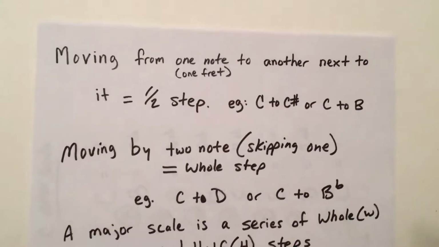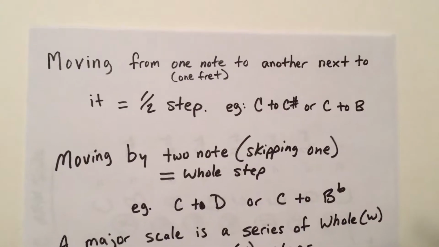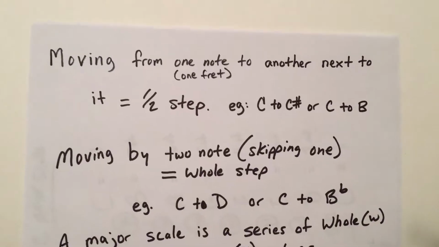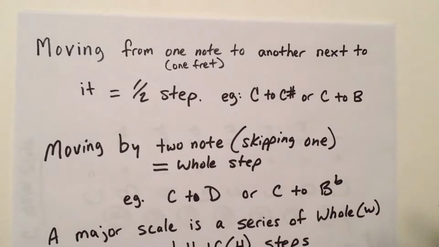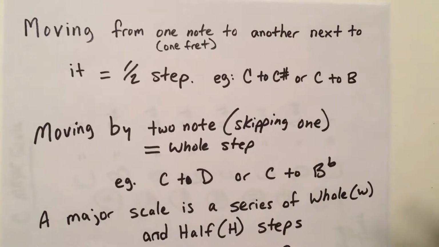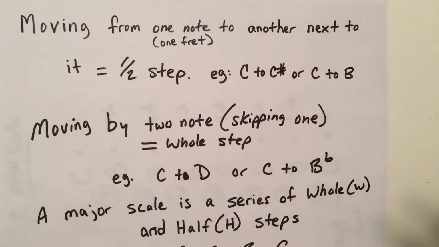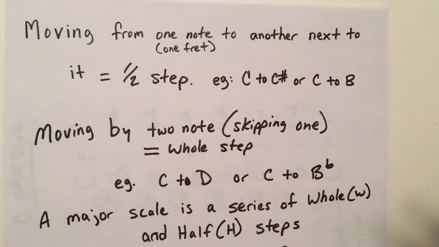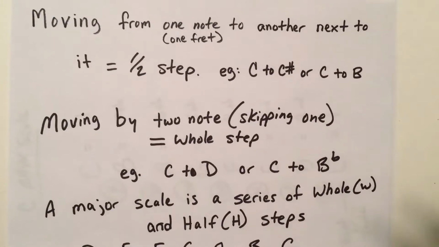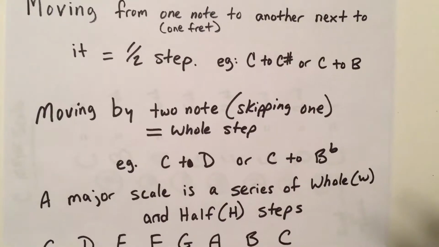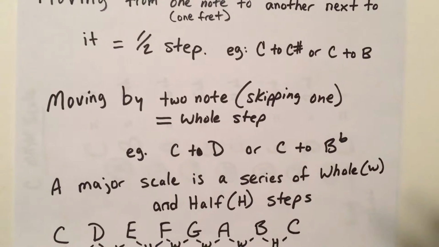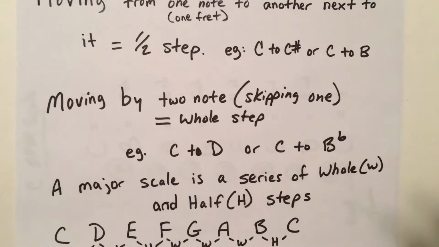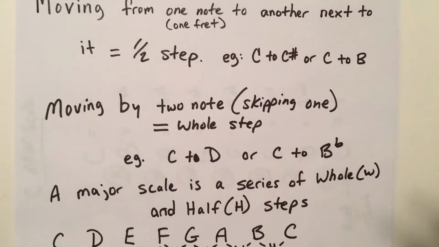Moving from one note to another to the note right next to it is called a half step. For example, moving from C to C sharp or C to B is a half step. Moving by 2 notes, skipping over one, equals a whole step. For example, from C to D or C to B flat.